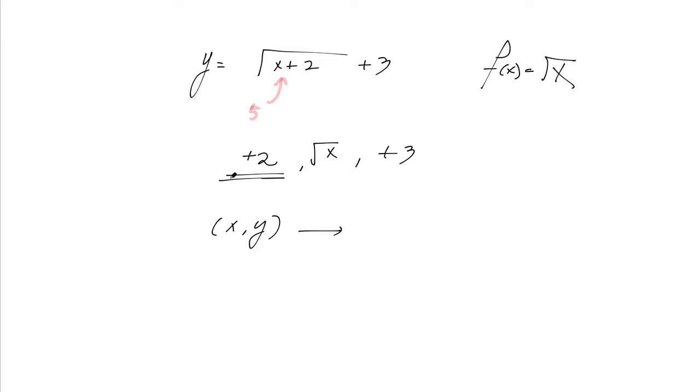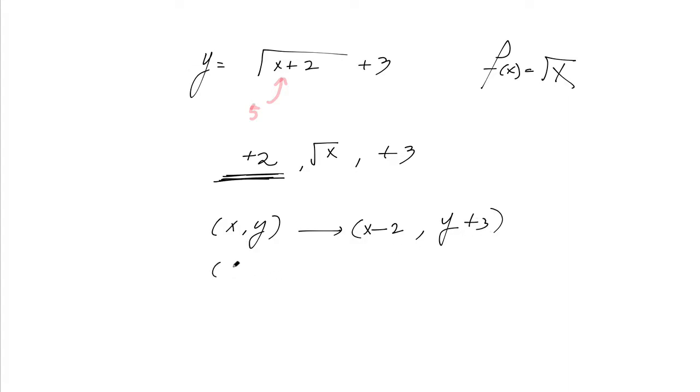So for the horizontal, whatever happens before the square root is your horizontal transformation. To get your proper transformation, we have to undo this operation. The inverse of plus 2 is subtraction of 2, so x becomes x minus 2. For the vertical, you copy and paste the operation. So this is the transformation mapping from this to this. It's a horizontal shift of 2 units to the left, and a vertical shift of 3 units up.